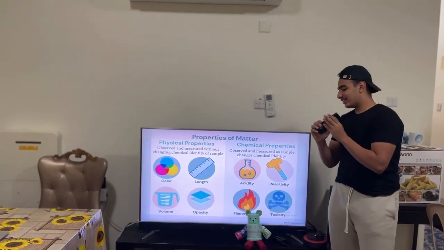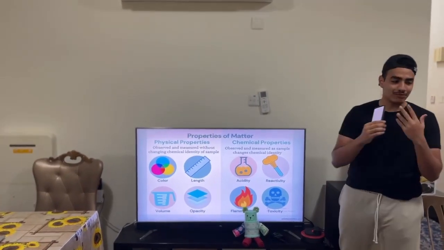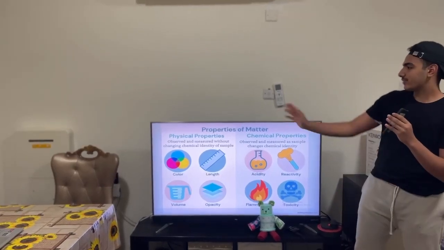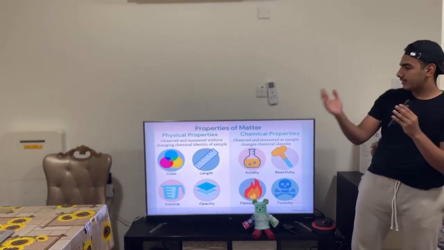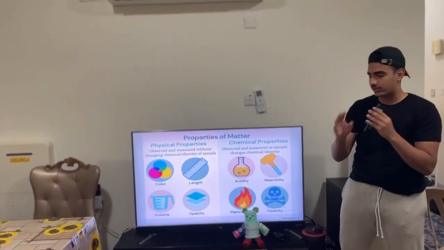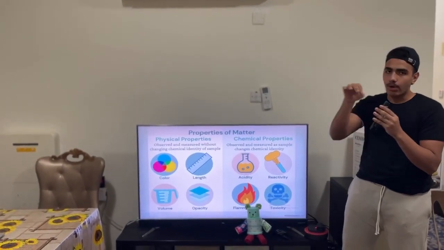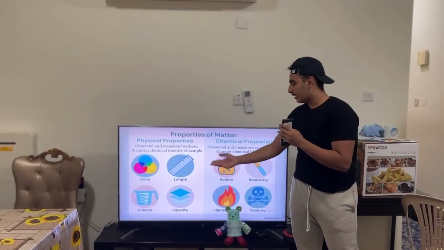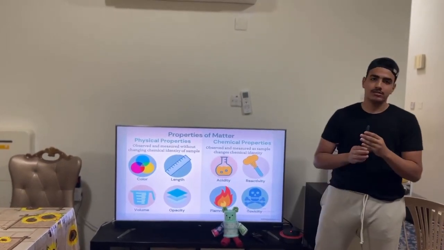And now we get into the good part. Properties of matter. We have physical properties and chemical properties. So what's a physical property? Physical properties are properties that can be observed or measured without changing the matter itself. For example, the color, the length, the volume. That's it. Basics.